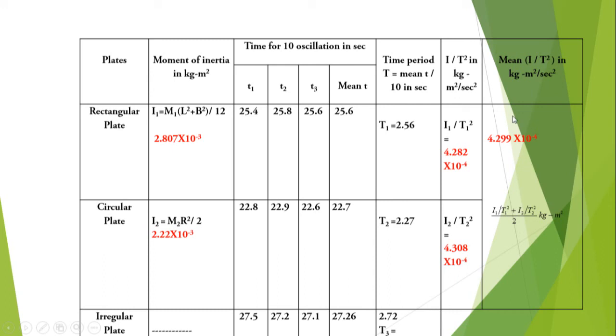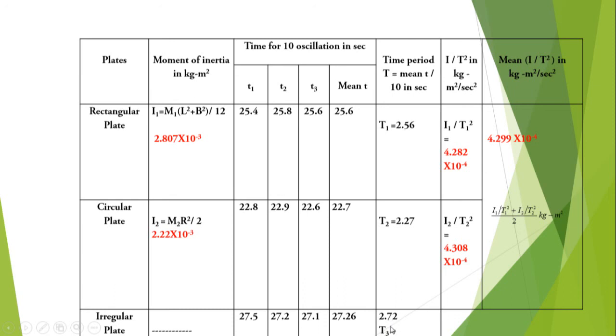Similarly, you take this value to estimate the rest of the things, that is the moment of inertia of the irregular object and the rigidity modulus. Next is the irregular object. We did not have any formula for its moment of inertia. We need to determine it experimentally, hence I have left it blank, and you only have to calculate the time of 10 oscillations for the irregular object, that is 27.5, 27.2, 27.3 for the 3 trials. The mean value of time for 10 oscillations is 27.2, and the time period for 1 oscillation of the irregular object is 2.72. This is T3.